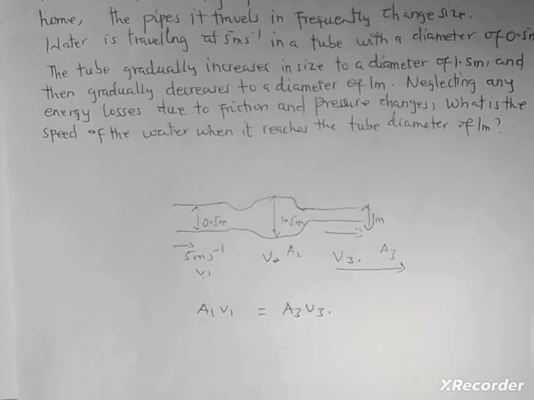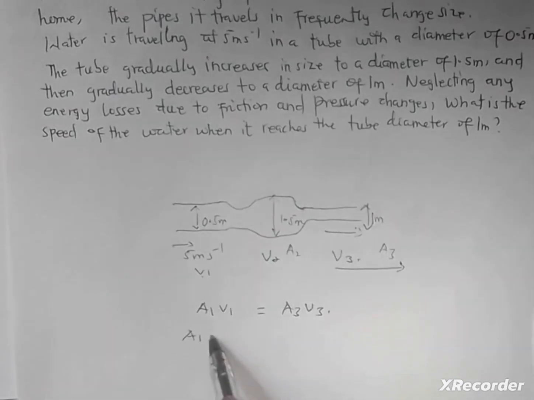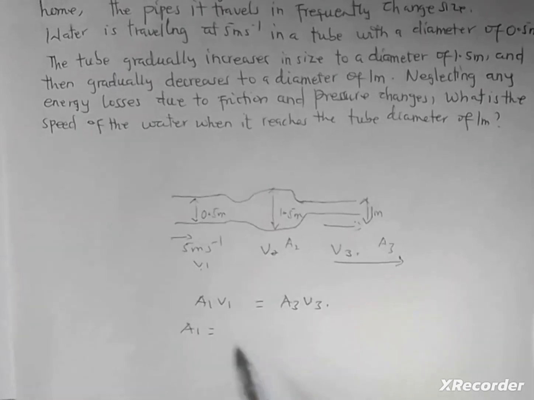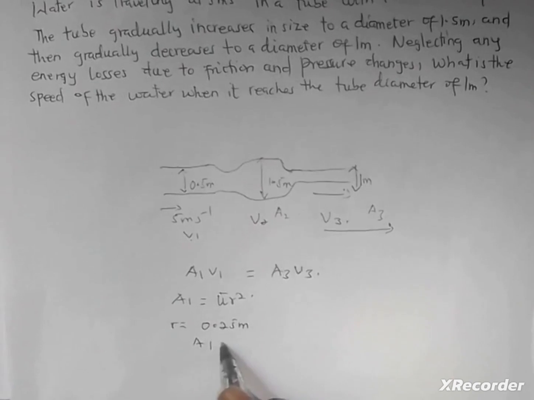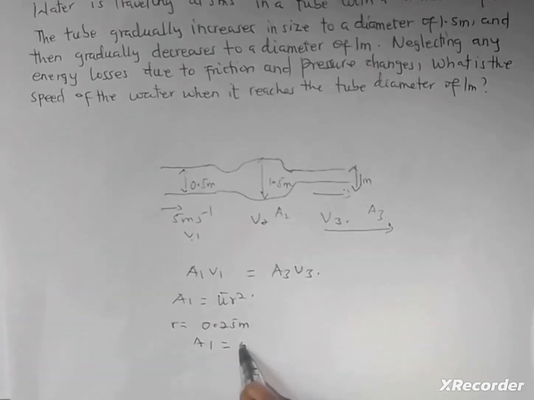What is my A1? My A1, which is my area, is equal to pi r squared, right? I need r. What is my r here? 0.5 divided by 2, that is 0.25 meters. So my area 1 becomes 0.25 all squared, times pi. I have my velocity 1 to be 5 meters per second. V1 is equal to 5 meters per second.